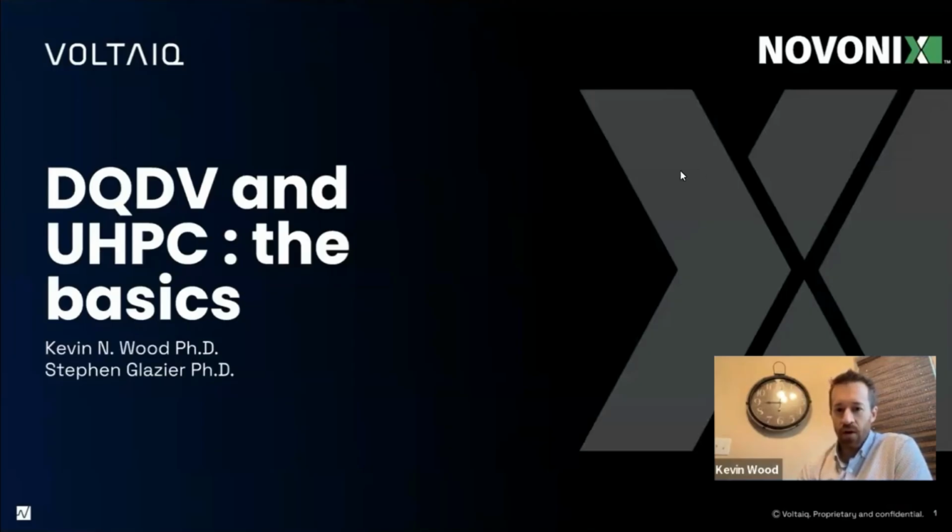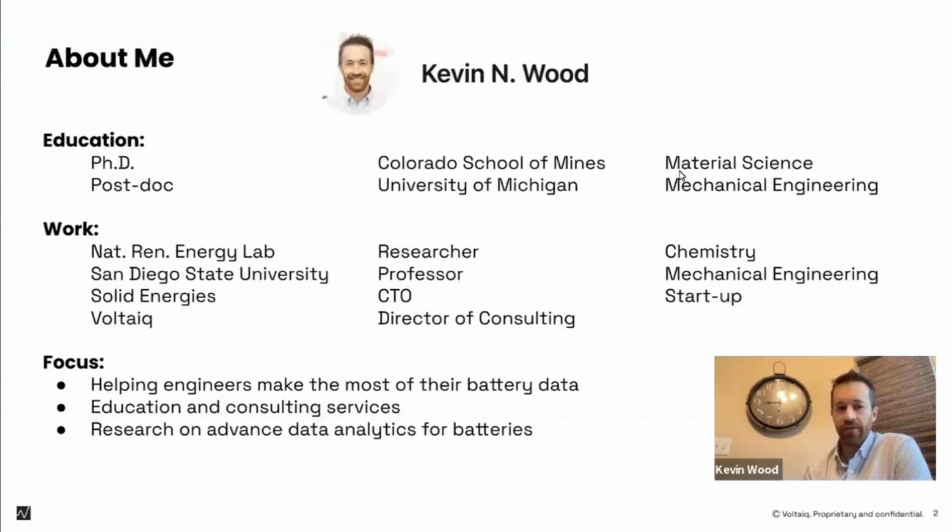So with that, I will go ahead and give you a little bit of background about myself. Like I said, my name is Kevin Wood. I have been at Voltaiq for almost 2 years now. Before that, I got a PhD at the Colorado School of Mines. I was working in fuel cells and did my PhD in material science. After that point, I realized that I really thought that batteries were the wave of the future and wanted to try and work in battery technology. So I went and did a postdoc at the University of Michigan. Spent some time at the National Renewable Energy Lab as well, and then became a professor at San Diego State University, and then had a CTO gig at Solid Energies, which is a solid state startup company trying to take things from pilot to manufacturing, and then joined Voltaiq about a couple of years ago.